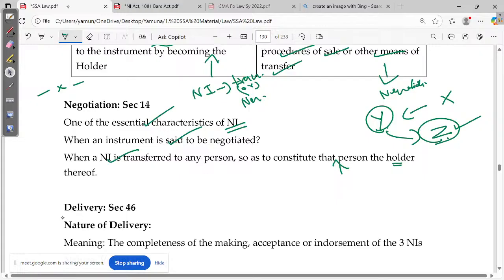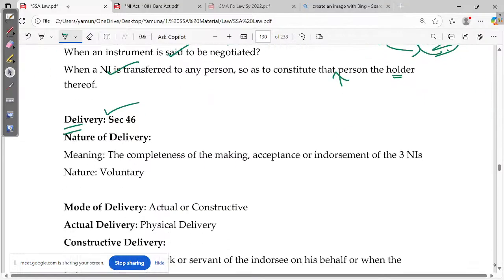Okay. Section 46, we are going to talk about delivery because the definition itself says it has to be delivered. We saw delivery in sale of goods, almost the same concept. So I'm not going to go in detail. Delivery means once it is delivered, the making or acceptance or endorsement of the negotiable instrument becomes complete. It has to be voluntary. Nobody can compel it because ultimately it's a contract. Nobody can compel you to enter into a contract. The customer should be free, so it should definitely be voluntary only.